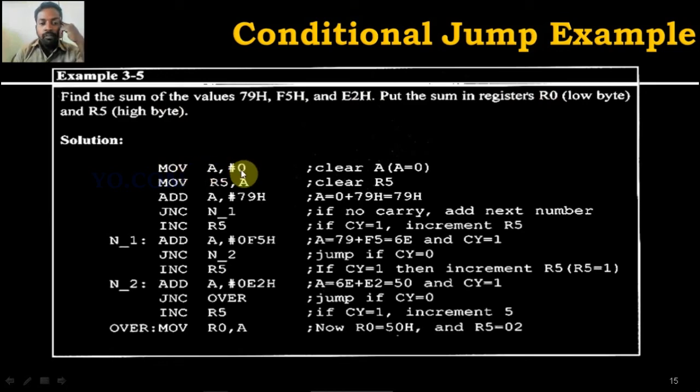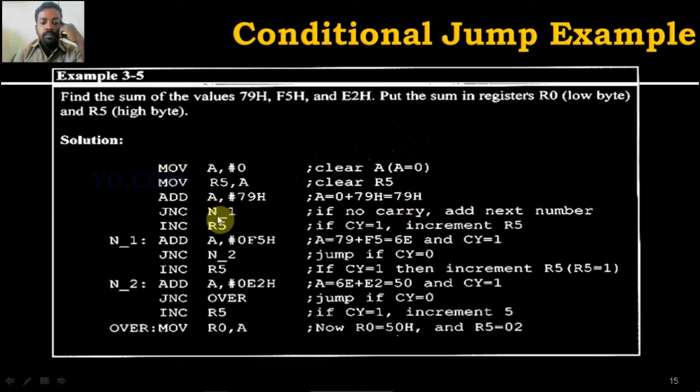First we clear the accumulator, so accumulator equals 0. Next, MOV R5, A. That means R5 is also cleared, R5 is also 0. Then ADD A, #79H. The first data is added with A. Initially A equals 0, so 0 plus 79H.